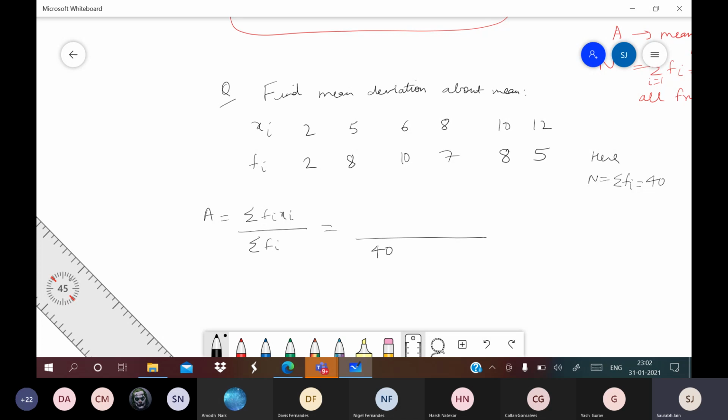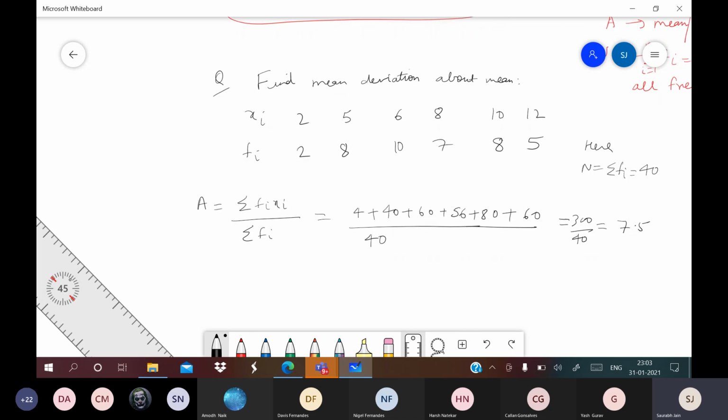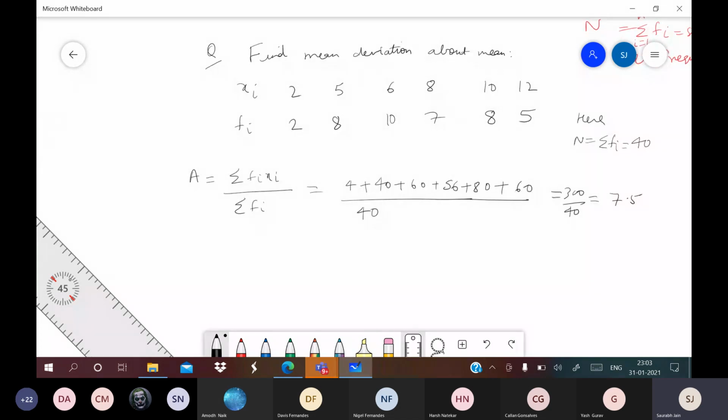Now what comes in the numerator? Sigma fi xi means you multiply x with its corresponding frequency. So 2 into 2, 4, then 5 into 8. Like this you write the values. We are finding mean first, right? So this is 44, 100, 160, 300 by 40. So mean is 7.5.